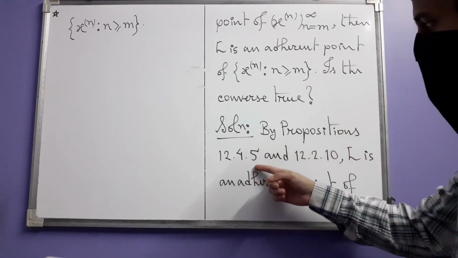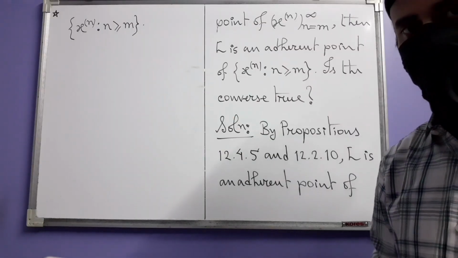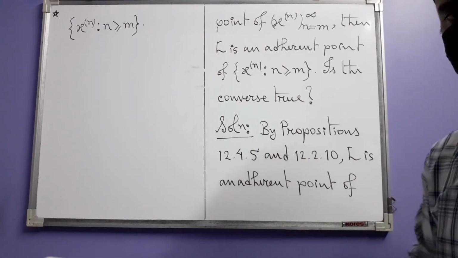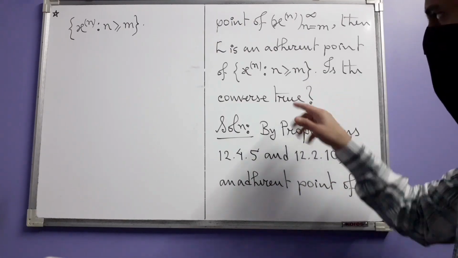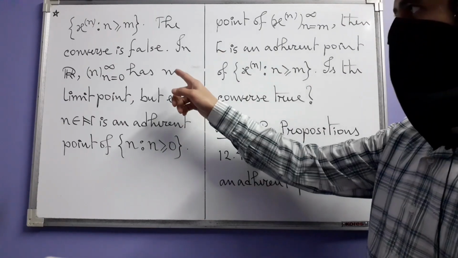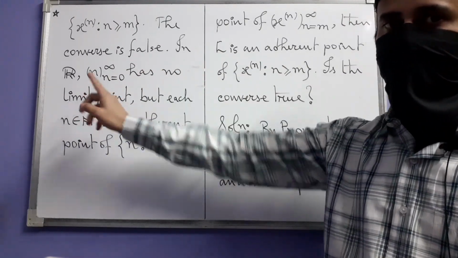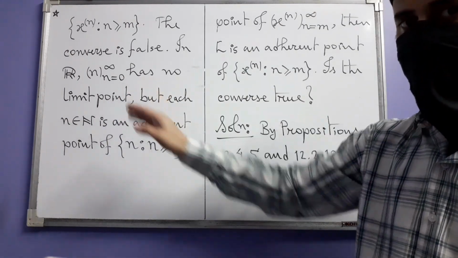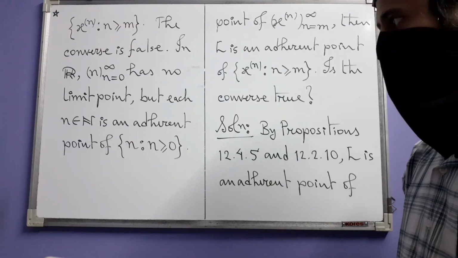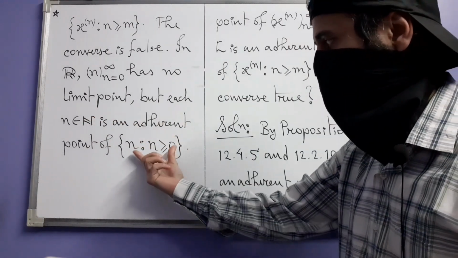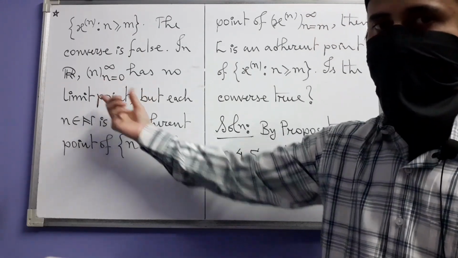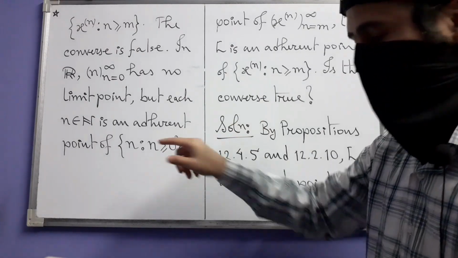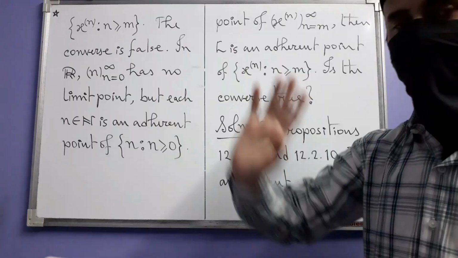The first half of the solution is just this. By Propositions 12.4.5 and 12.2.10, L is an adherent point of that set. I won't explain any more how exactly this is the case. You go and see the propositions, it will be clear to you. So next we see the converse part. The converse is false. Consider the space of real numbers with the usual metric, and there consider the sequence of all natural numbers, which you already know has no limit point. But in spite of that, each natural number is an adherent point of the set of the terms of this sequence, and this set is again just N, the set of natural numbers. So each natural number is an adherent point of this set, but none of them is a limit point of that sequence.